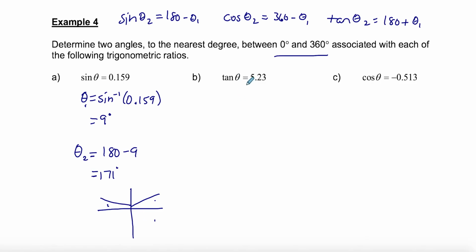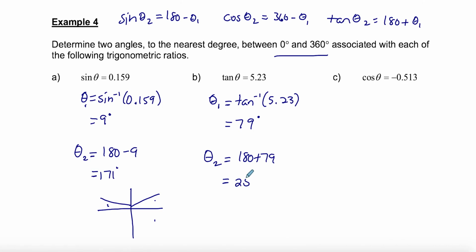So tan theta equals 5.23. Let's find angle theta then. And the inverse tan of 5.23 gives us 79 degrees. So to find a second angle that would also give us that same value of 5.23, I'm going to look up at my rules, 180 plus my angle. So 180 plus 79 will give me 259 degrees. So if I type in tan 259, I should get 5.23.